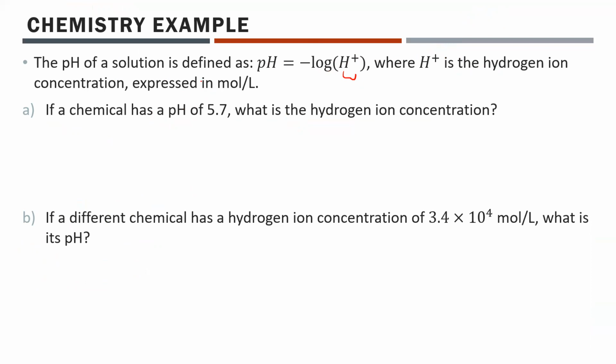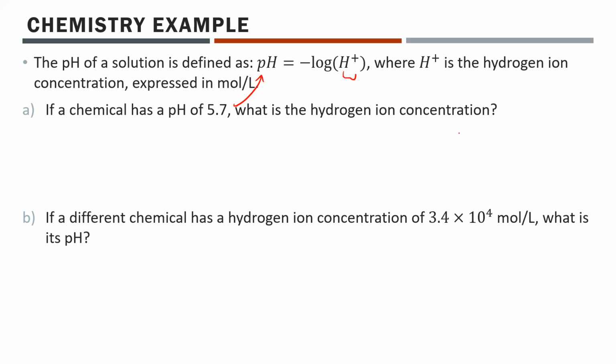If you've not taken chemistry, don't sweat this too much. Just try to look beyond what it's asking and just try to calculate the numbers. I'm not going to require you, of course, to know any chemistry in this. So let's say a chemical has a pH of 5.7, right? So we know the pH is 5.7. What is the hydrogen ion concentration? There's no tricks on this one.